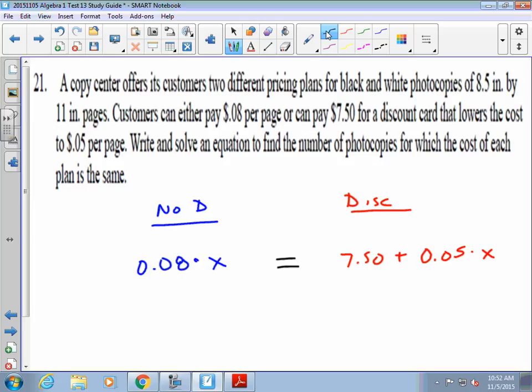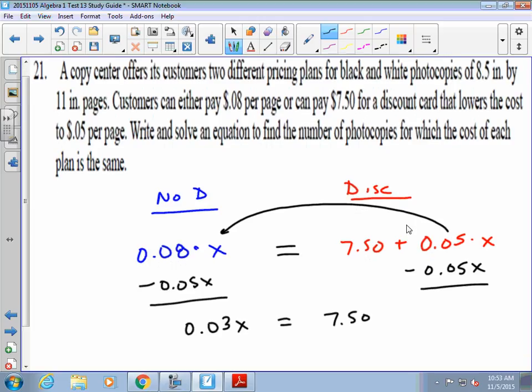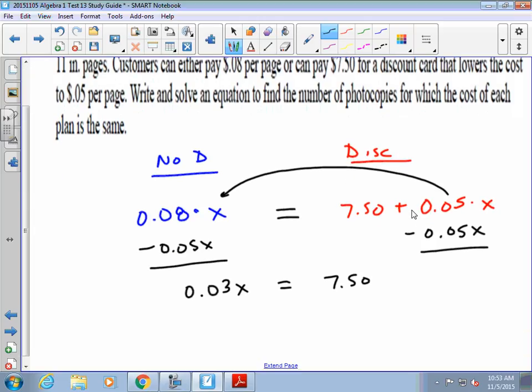So we have 0.08x and we got 0.05x. So we got variables on both sides. So we want to bring our smaller one over to our larger one side. So subtract 5 cents times x on both sides, and you'll get 3 cents times x is equal to $7.50. So what you're trying to figure out now is how many copies must they make. How many copies must they make in order to recoup that $7.50?